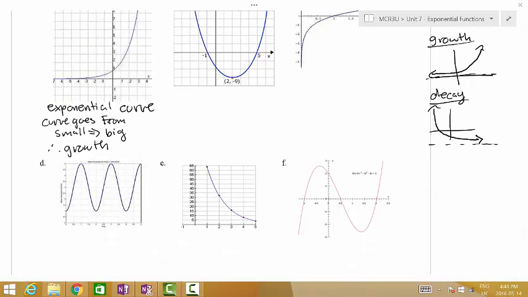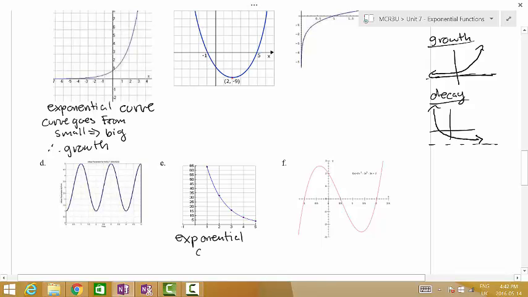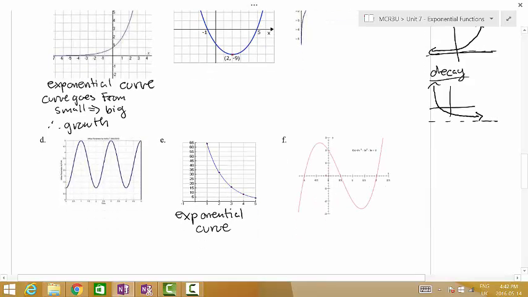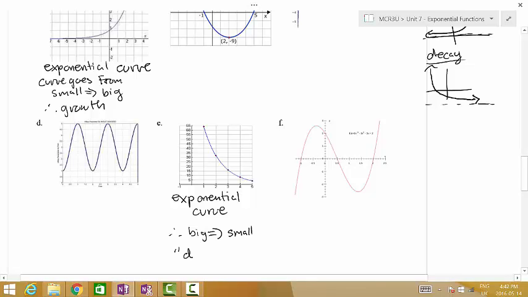C, we said, is the other one that exhibits that exponential curve. So it's going from big to small, but in a curve, not in a straight line. So what this one is doing is we have, again, exponential curve. It's going from big to small, or in other words, what we call exponential decay.